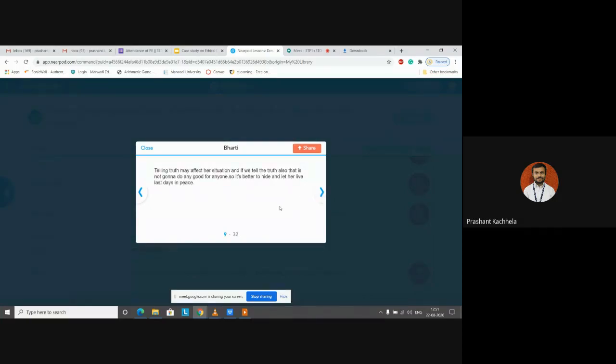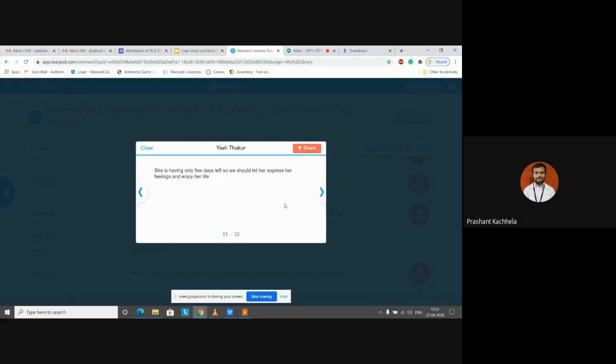Bharti Singh says telling the truth may affect her situation, and if we tell the truth, that is not going to do any good for anyone. So it's better to hide it and let her live her last days in peace. Okay. Mohammed is saying, we know that a person's last wish should always be fulfilled, as the saying goes. So, based on this, I believe we need to tell her the truth about her son's death.